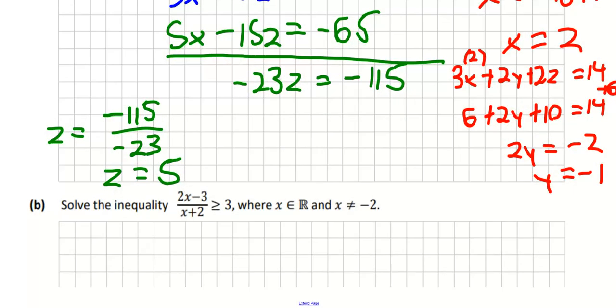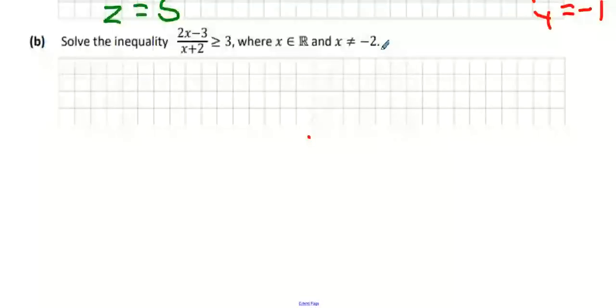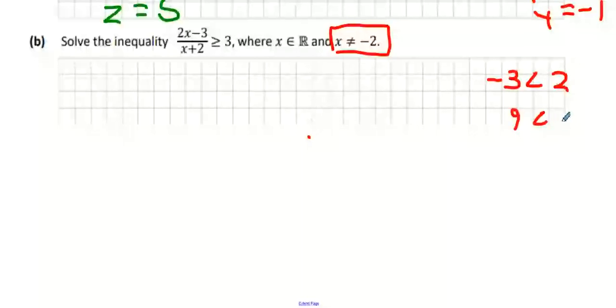Now, the next question is you're solving an inequality, and please remember that x cannot be minus 2. Now, you don't square both sides because you don't know. I'll give you a classic example. Minus 3 is smaller than 2. And if I square both sides, what can happen is I'll get 9 is smaller than 4, which is not true. So I don't know whether to reverse the sign or not.